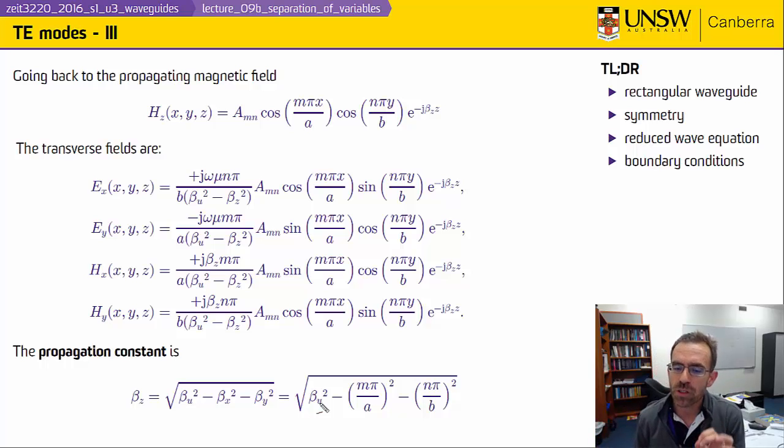So you see something very interesting. Beta z is going to be different for the various modes. As n increases, n goes up and up, beta z is going to go down and down.